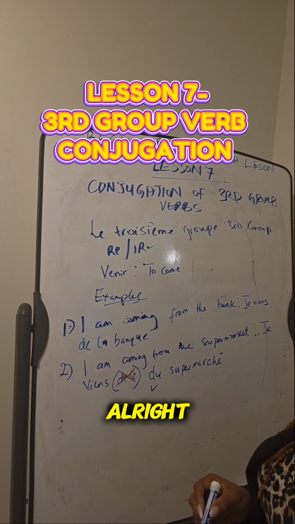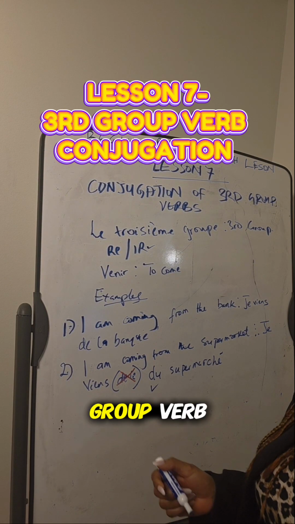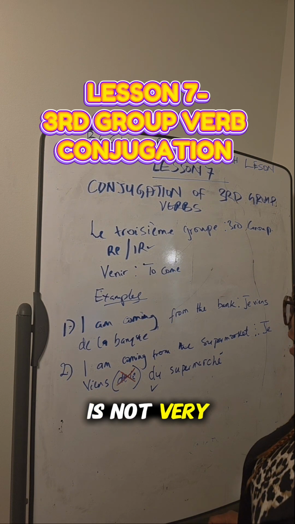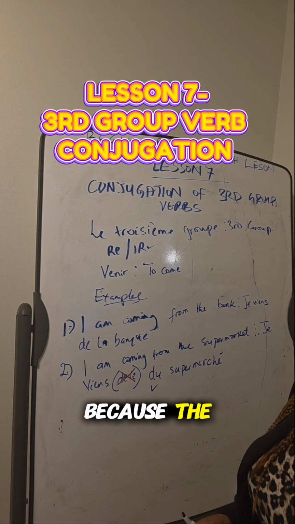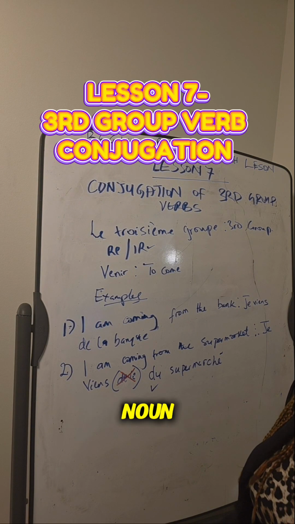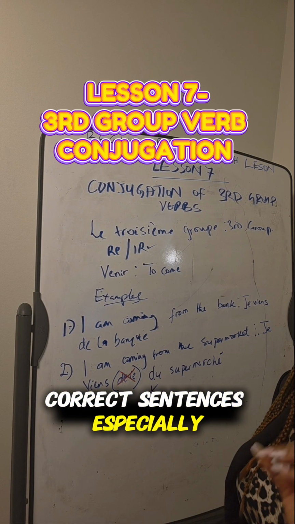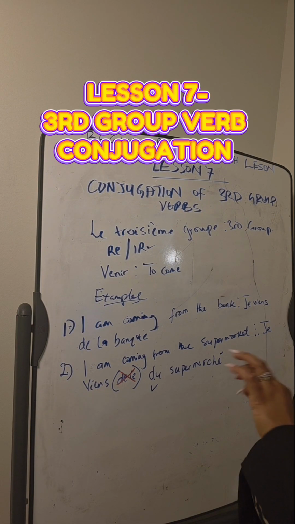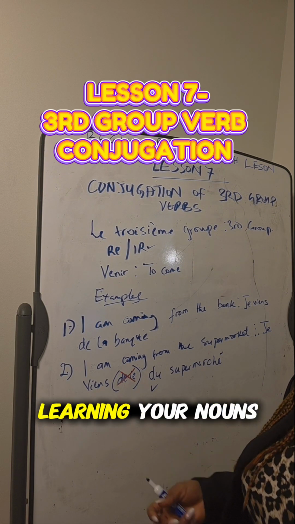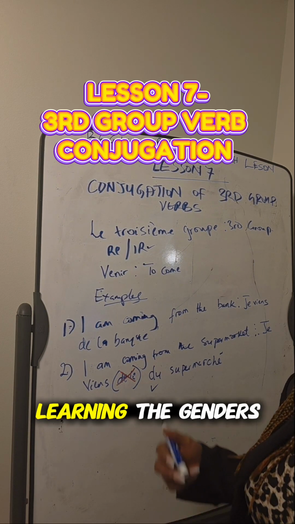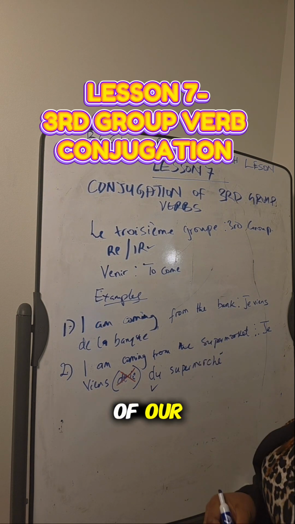Okay? All right. So having taken care of the conjugation of our verb in the third group verb, I want to believe that it is now very clear to us that we cannot run away from knowing the genders of our nouns, because the grasp of the gender of your noun will actually help you to be able to make grammatically correct sentences, especially when you apply things like your prepositions with your nouns and fuse your tenses together. So it is important, as you're learning your nouns, you are also learning the genders of your noun. We are going to be ending the lesson today on the conjugation of our third group verbs.